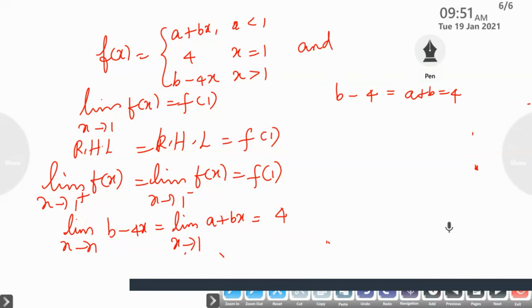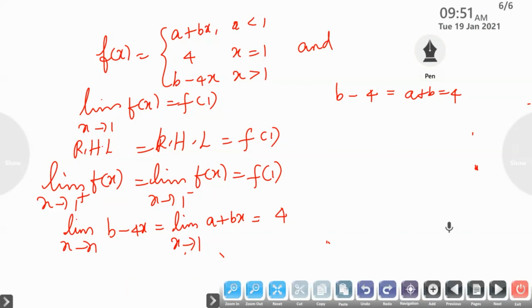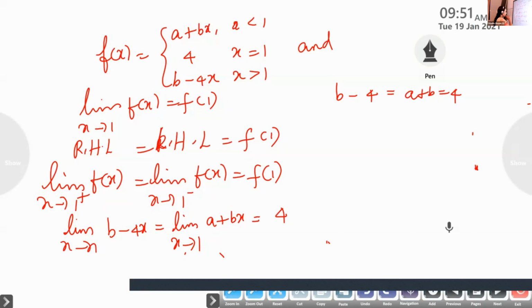Ma'am, isn't it a minus b? Where? LHL. How are we getting a minus b for the LHL? We are putting the limit as x extending to 1, isn't it? 1 minus, what does it mean? Here you are saying it is a minus b. Yes, ma'am. What is the meaning of 1 minus? What is meant by 1 minus?